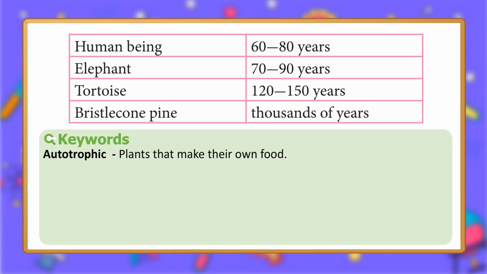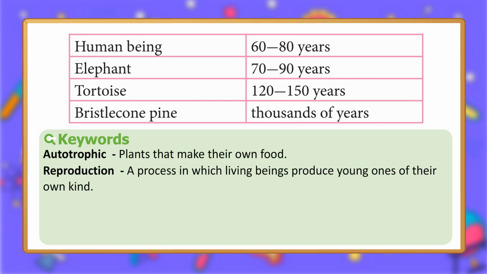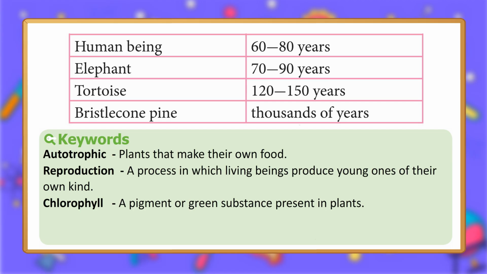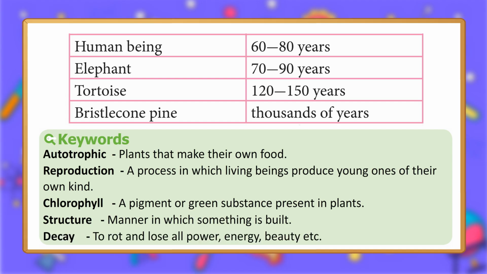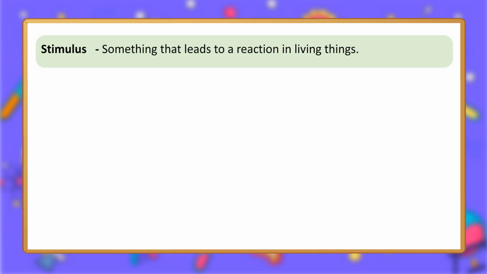Keywords: autotrophic, plants that make their own food. Reproduction, a process in which living beings produce young ones of their own kind. Chlorophyll, a pigment or green substance present in plants. Structure, manner in which something is built. Decay, to rot and lose all power, energy, beauty, etc. Stimulus, something that leads to a reaction in living things.